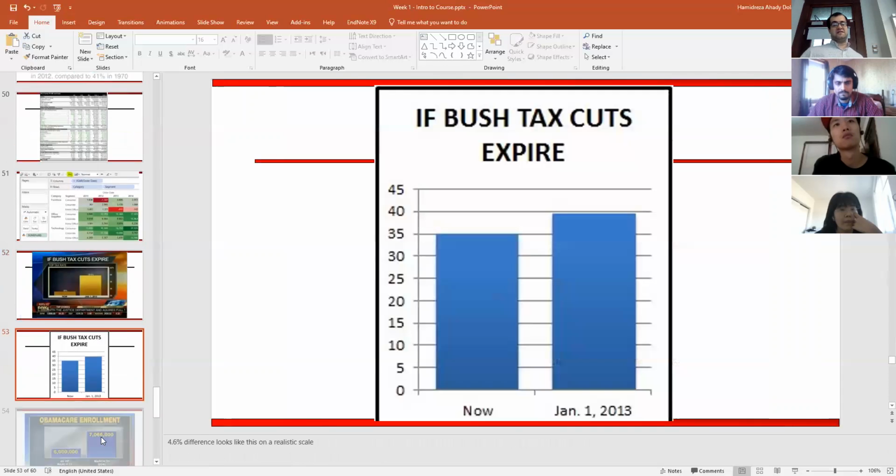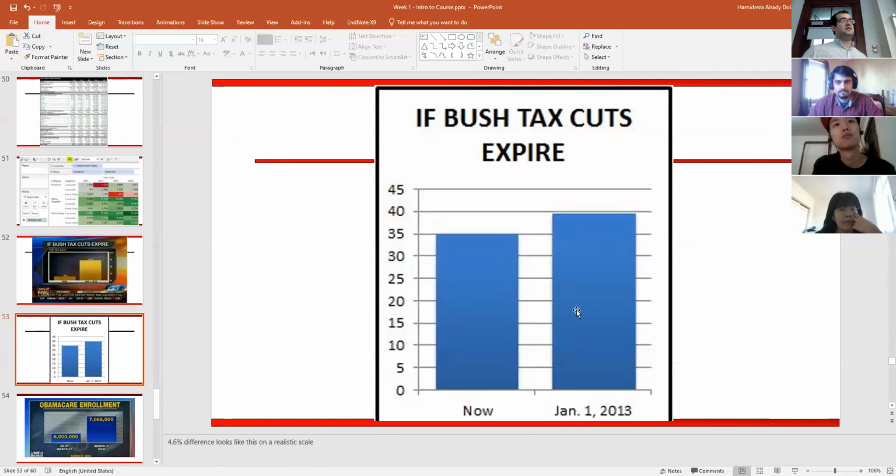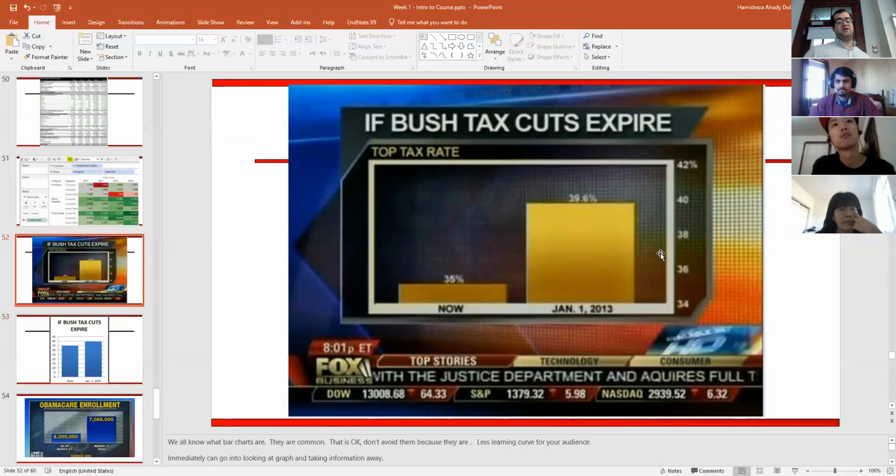But the actual difference is this. If they show you this figure, you might say, oh, there's no big difference, but if they distort the data, you might freak out.